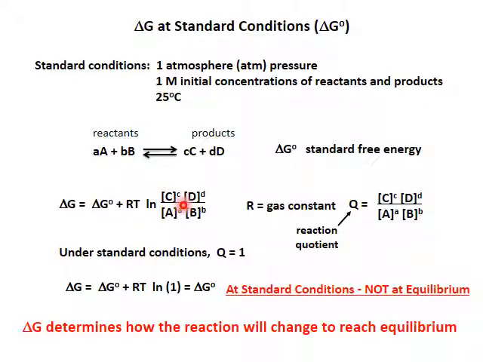Under standard conditions, though, Q's ratio is going to be 1. So if that's indeed the case, the natural log, again this is not base 10 log, but natural log of 1 is going to be 0. So delta G equals delta G naught, at standard conditions, not equilibrium conditions. Okay? At equilibrium conditions, delta G equals 0. But if delta G is equal to standard conditions, it's called delta G naught. And the standard conditions are 1 atmosphere pressure, and all initial concentrations are at 1 molar. Okay? So this delta G then is what determines how the reaction will change to reach a new equilibrium condition relative to the standard condition. All right, so this is the theory behind these equations.